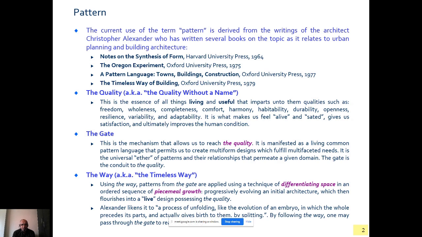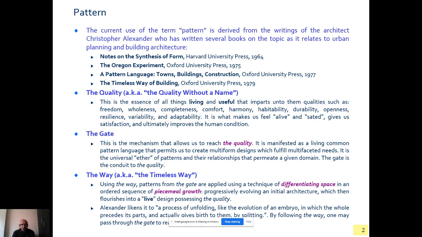Now, just to tell you briefly about a pattern. A pattern is a solution offered for recurring problems. It has the essence of living and useful things, that is harmony, comfort, completeness, wholeness, resilience, adaptability. So, alive and sated. The patterns must be alive, so that they can work with quality, and you all know that quality is indirect.